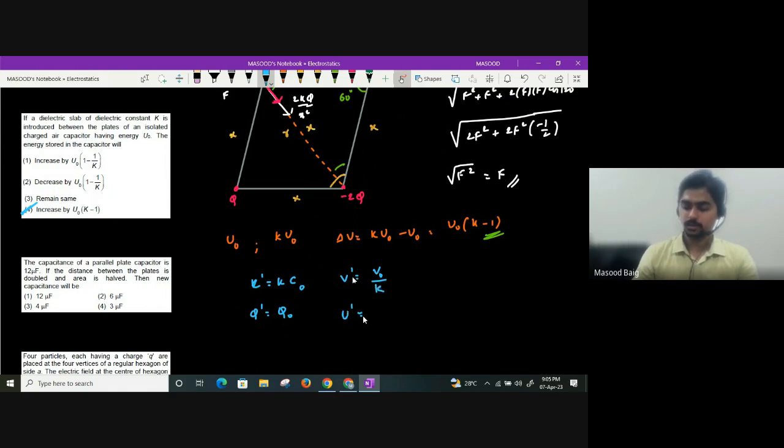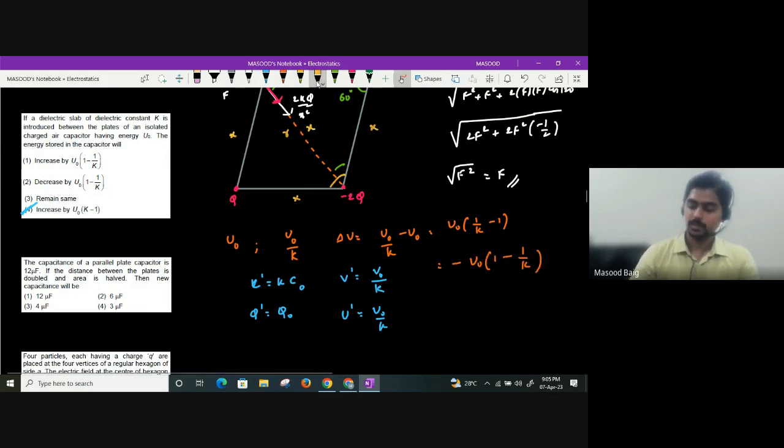Yeah. So energy will be half into Q into V. It will become U naught by K. This you can write as U naught divided by K. So it will be decreasing, guys. So U naught by K minus U naught. I can take U naught common. You'll get 1 by K minus 1. Or I'll write it as minus of U naught into 1 minus 1 by K.